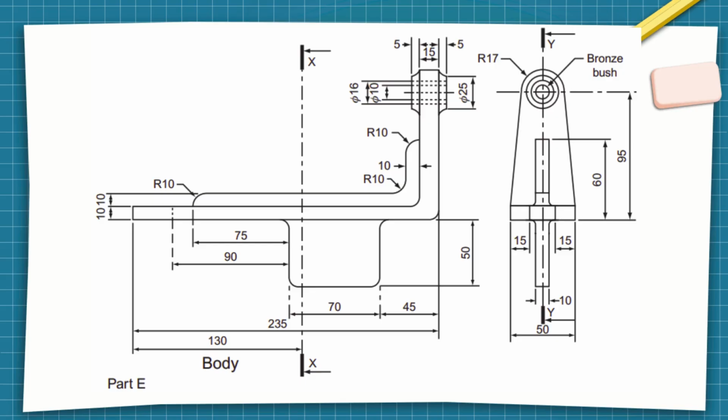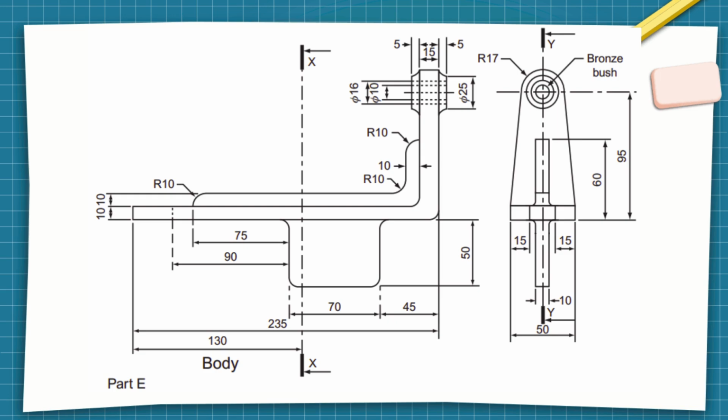Part E, body. Here is Part E, the body. The main base dimension is 235 millimeters long. Notice the curved corners, called fillets, which have a radius of 10. The sectional view, cut along the line YY, clearly shows where the bronze bush is fitted into the top hole, indicated by a large radius of 17.